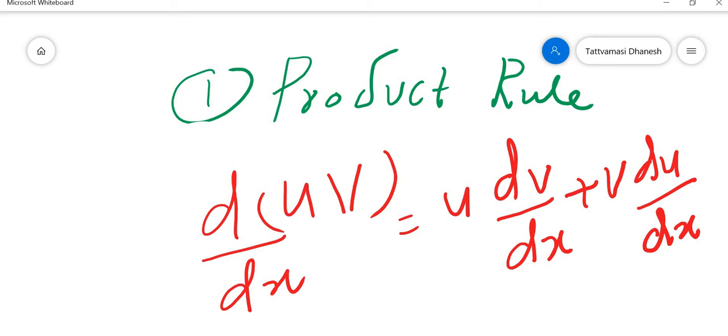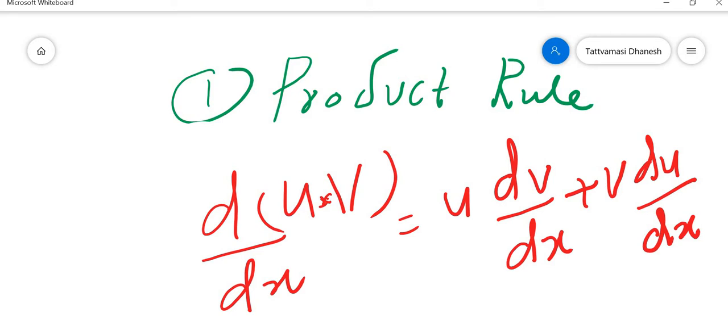We were discussing the derivative of sin x, where only one function is available. Or the derivative of log x is 1 by x. The derivative of e raised to x is e raised to x. In all these cases there is only one function. Here you have two functions, a product. So you take the first function into the derivative of the second, plus the second function into the derivative of the first. This is the formula we use.